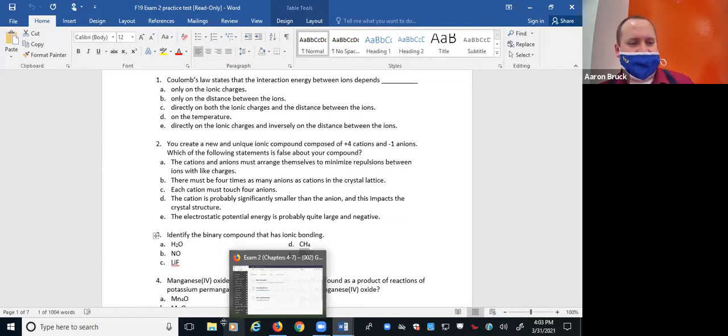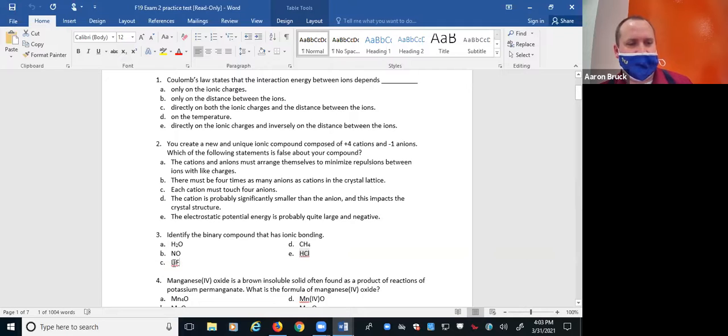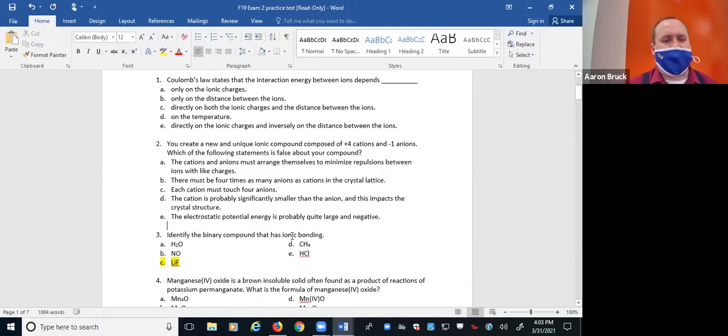The one that isn't is lithium fluoride. What makes lithium fluoride different? Lithium's a metal, fluorine is a nonmetal. Ionic bonding tends to happen between metallic elements and non-metallic elements. So that would be the ionic one.